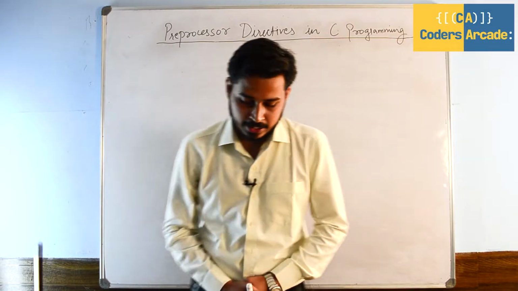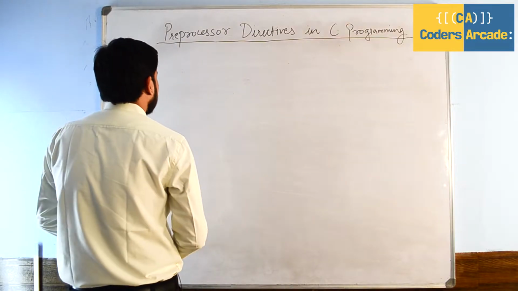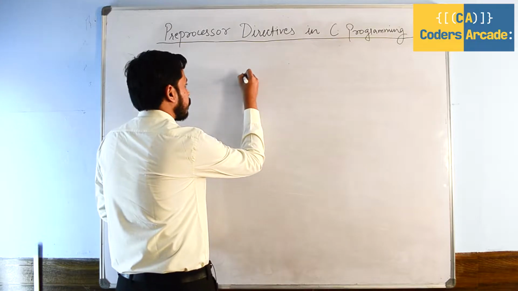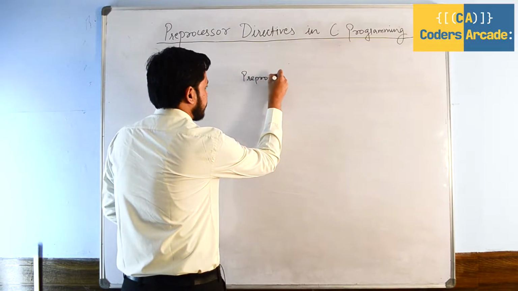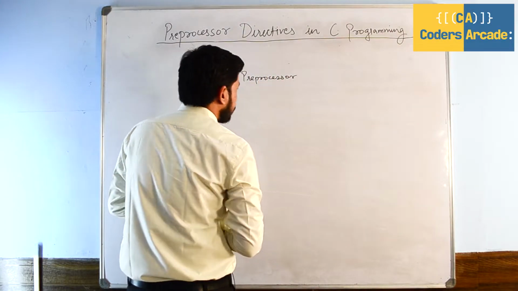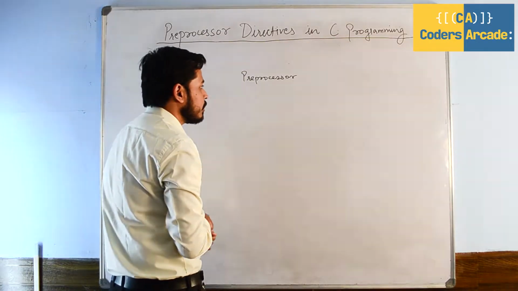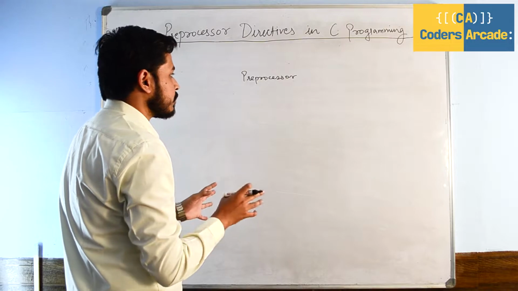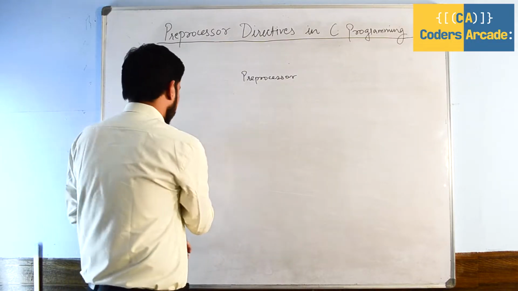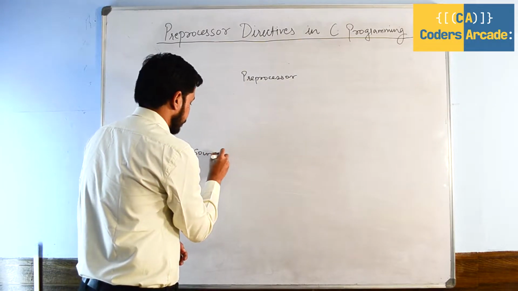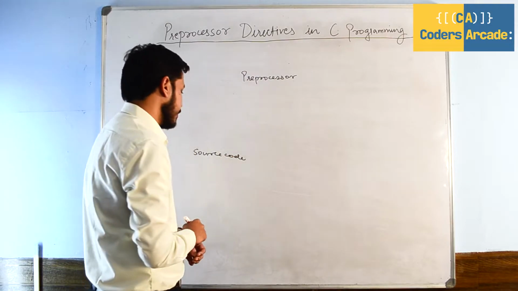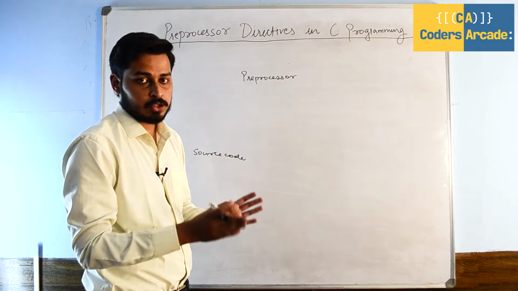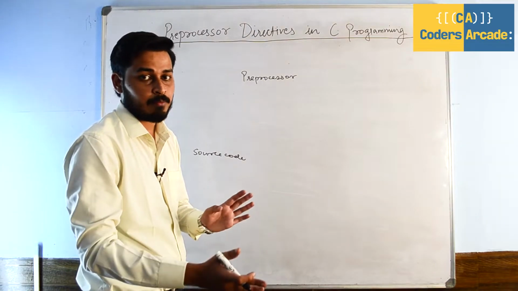So with this, let's continue our topic, which is preprocessor directive. What do you mean by preprocessor? What do you mean by this word? Preprocessor is nothing but a program that preprocesses the source code. So this is our source code. It preprocesses the source code before the source code is going to be compiled.